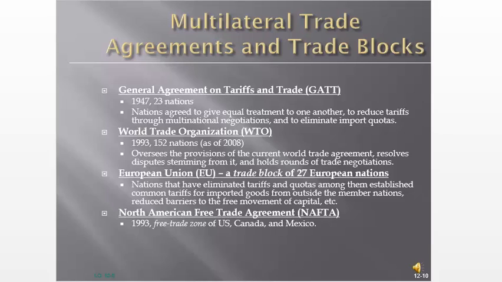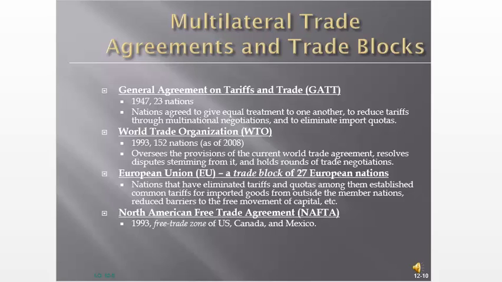The earliest trade agreement was the General Agreement on Tariffs and Trade, known as the GATT, formed in 1947, just after the end of World War II. This agreement was formed by 23 nations who agreed to give equal treatment to one another. They reduced tariffs through neutral or multinational negotiations and eliminated those nasty import quotas.